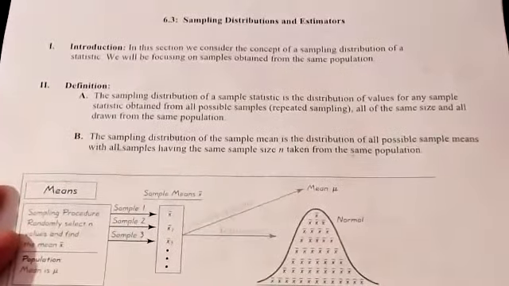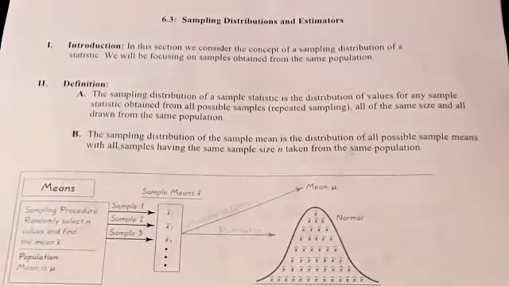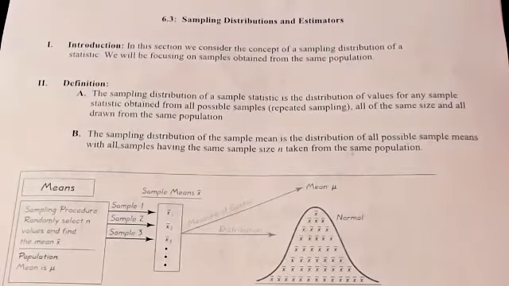Next, we're moving into 6.3, sampling distributions and estimators. So in this section, we consider the concept of a sampling distribution of a statistic. So we're going to be focusing on samples obtained from the same population. So think about just taking more than one sample from the same population so you can do some comparison.